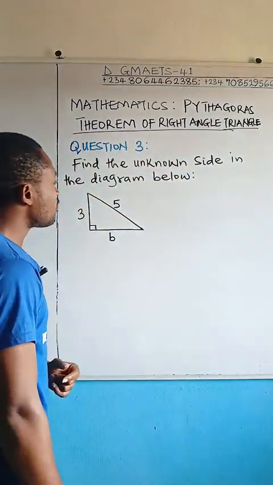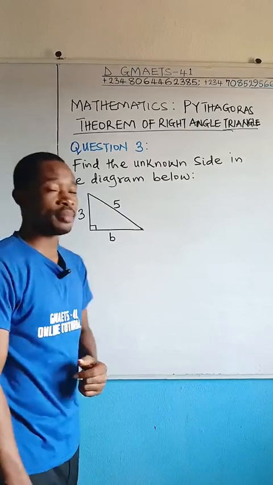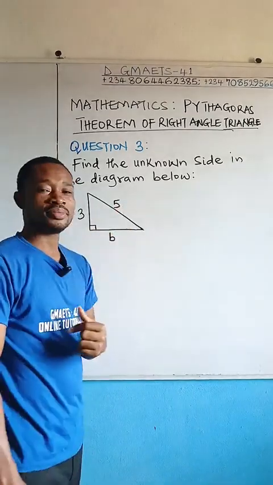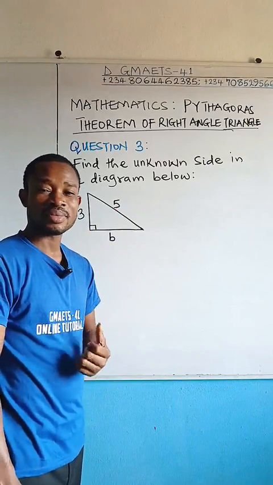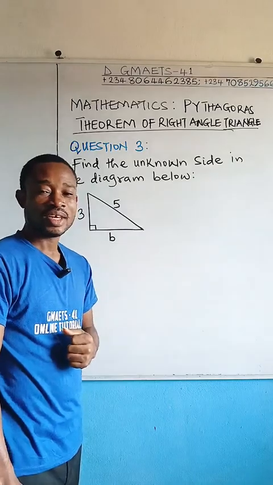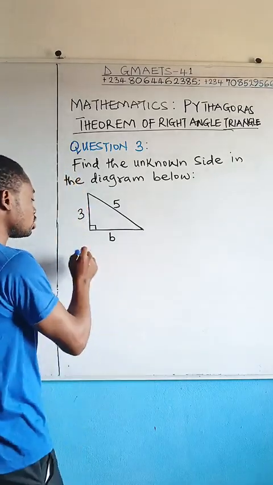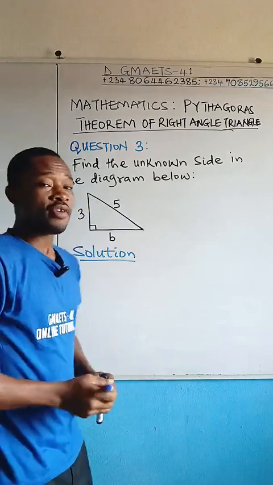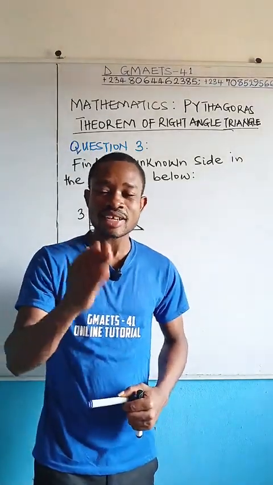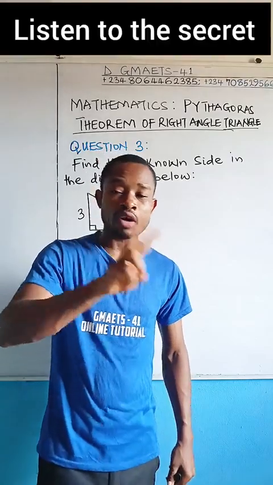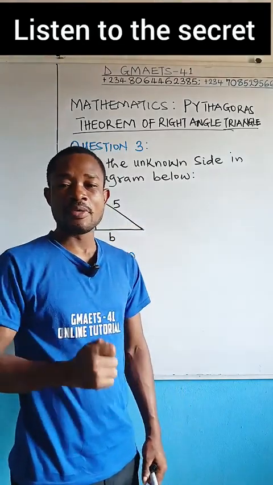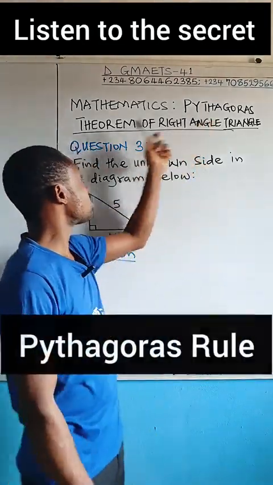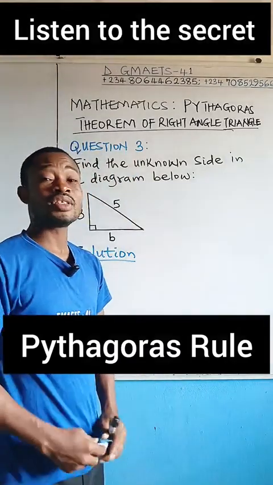Here we have, find the unknown side in the diagram below. And this is the diagram. Do you know the name of this diagram? First of all, it's a triangle. But it's a special kind of triangle. This triangle is called a right angle triangle. In solving for the sides of a right angle triangle, if you know two of the sides and it's remaining one side, you use a theorem, a rule known as Pythagoras Theorem. Are you following? And what is the rule?